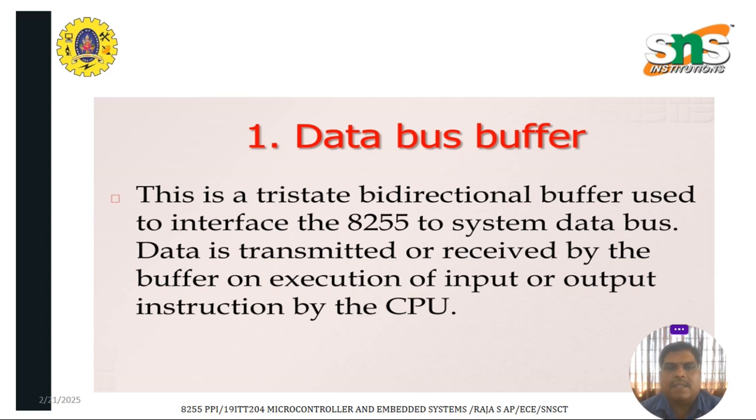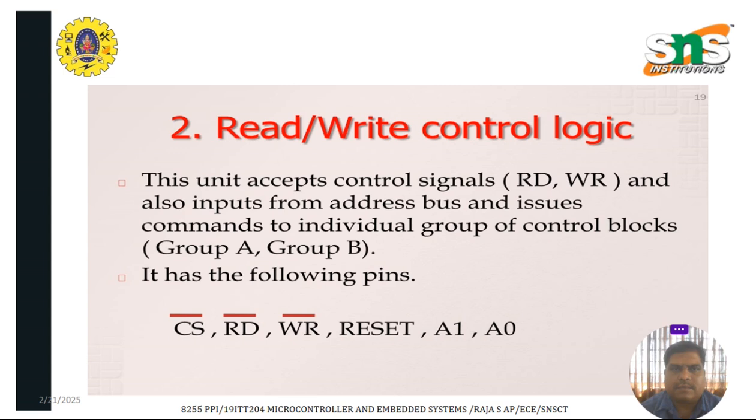Now the data bus buffer, this is a tri-state bidirectional data bus buffer used to interface the 8255 to the system data bus. Data is transmitted or received by the buffer on execution of an input or output instruction by the CPU. Read write control logic: this unit accepts control signals RD, WR and also inputs from the address bus and issues commands to the individual group control blocks, group A and group B. It has 6 pins: CS bar, RD bar, WR bar, RESET, A1 and A0.